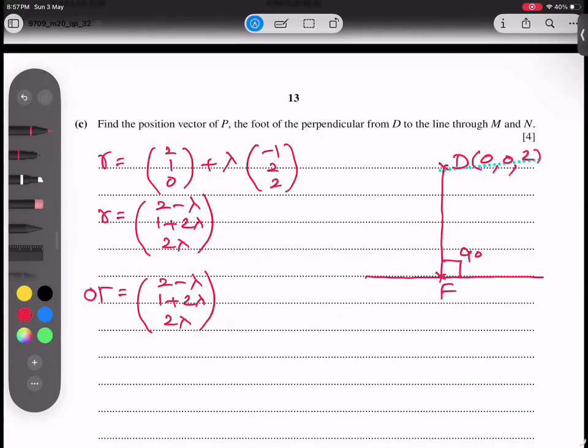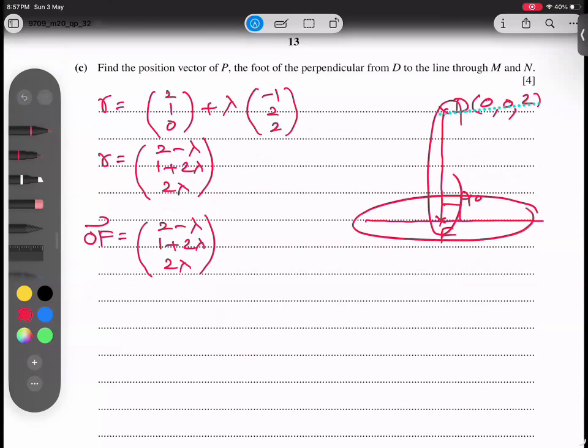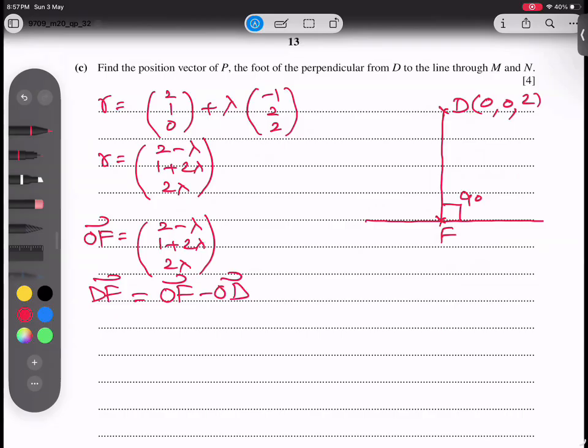Now students, do you know this very well? This line and this line are perpendicular to each other. So I'll create a dot product, but first of all, I'm looking for the DF vector. How to get the DF vector, student? The DF vector formula is OF minus OD. OF is this, and OD is what we have: 0, 0, and 2. So I'm finding now: 2 minus lambda same, 1 plus 2 lambda same, but here it changes to 2 lambda minus 2. I hope this is clear.